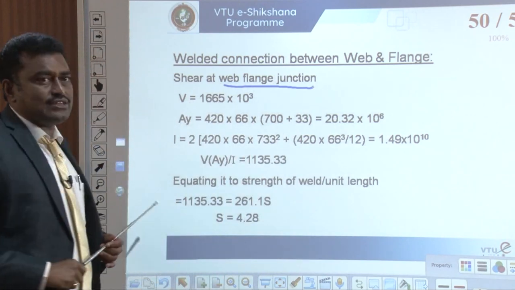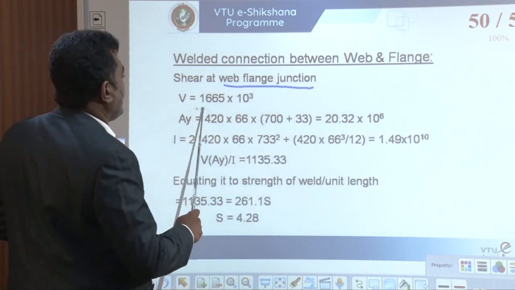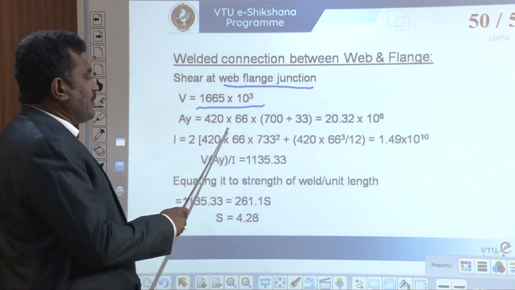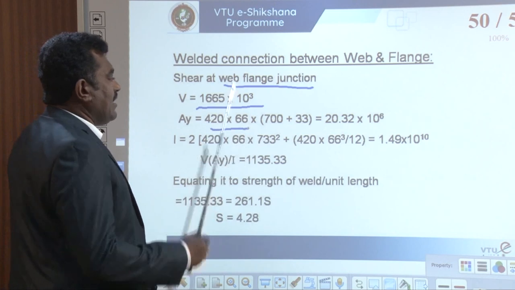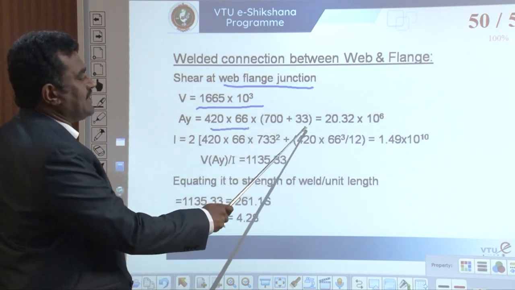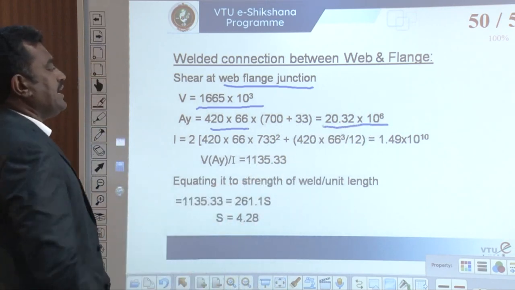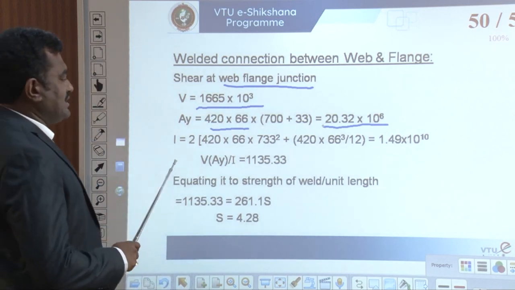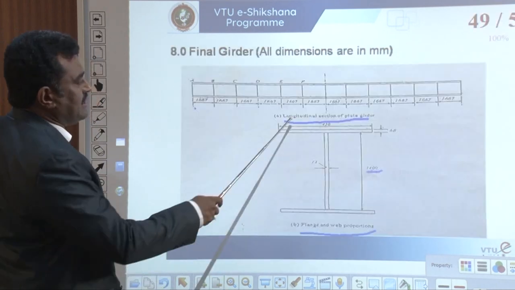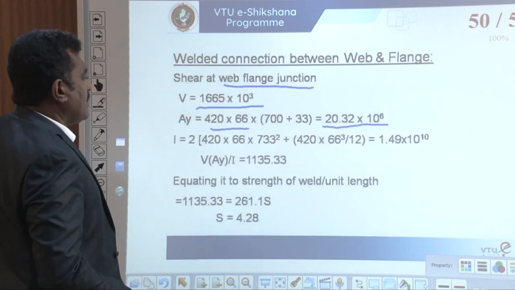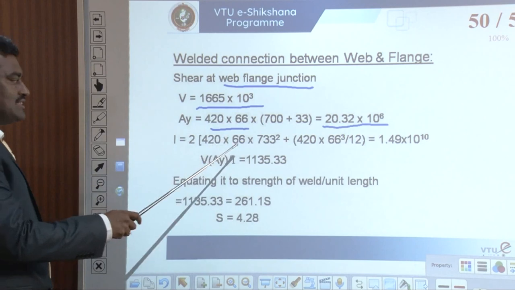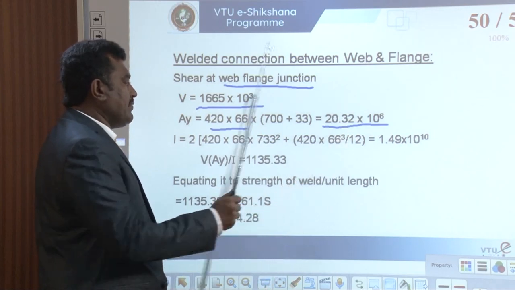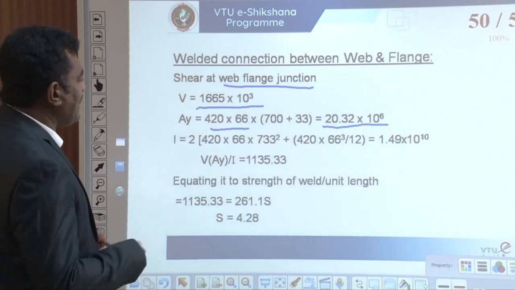In that, V is equal to 1665 into 10 raised to 3, that is, we have taken the maximum shear as 1665 into 10 raised to 3. Then AY is equal to 420 into 66, this is the area of the flange, into 700 plus 33. That gives AY equal to 20.32 into 10 raised to 6. Then I value, that is the moment of inertia for this section. We take 2 times 420 into 66 into 733 squared plus 420 into 66 cubed divided by 12. That is how this will be calculated.